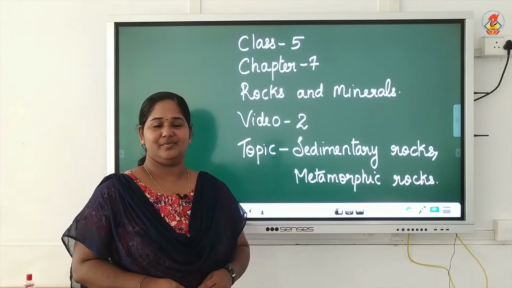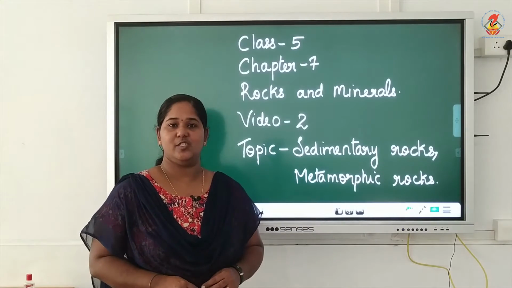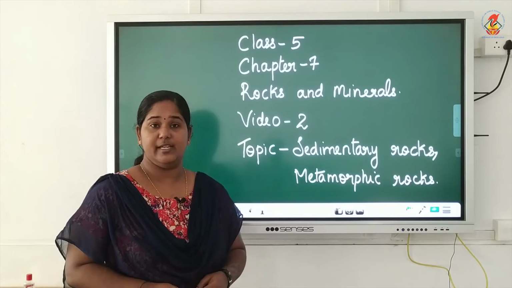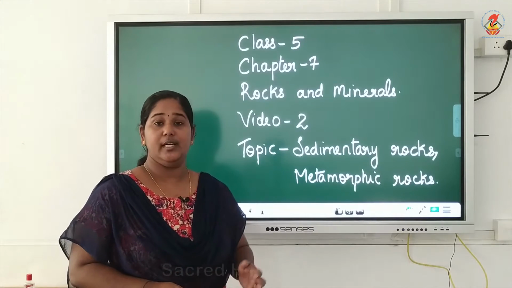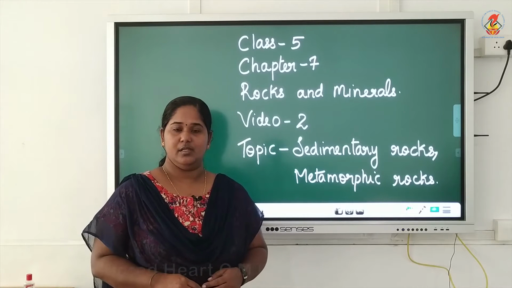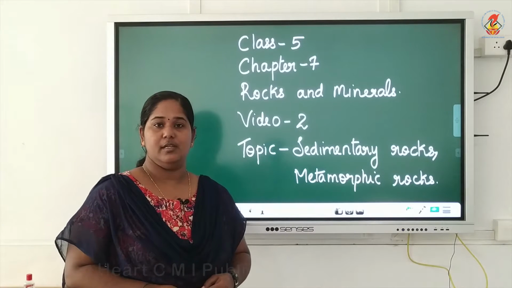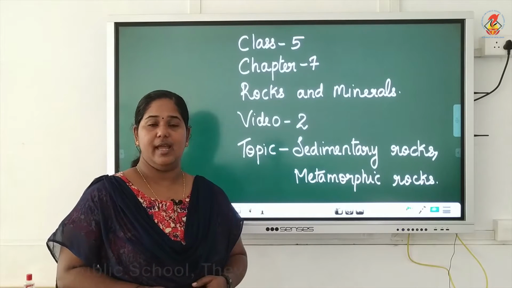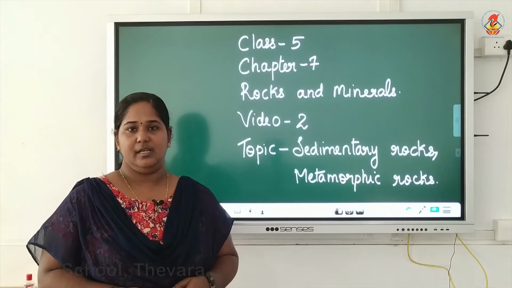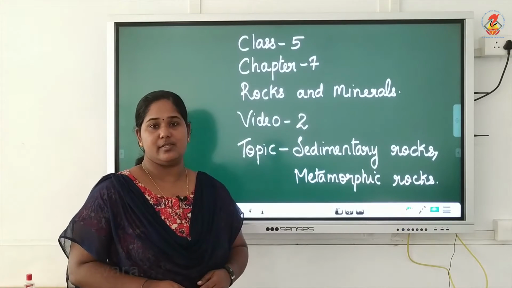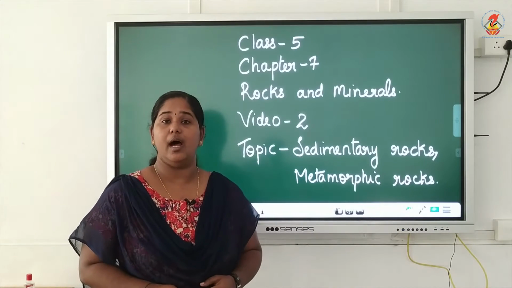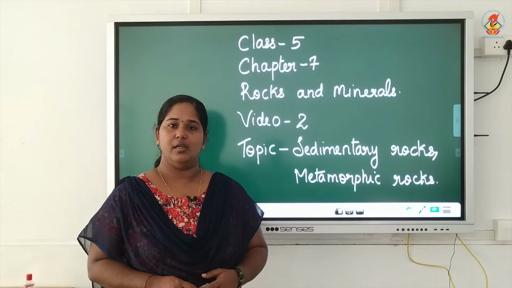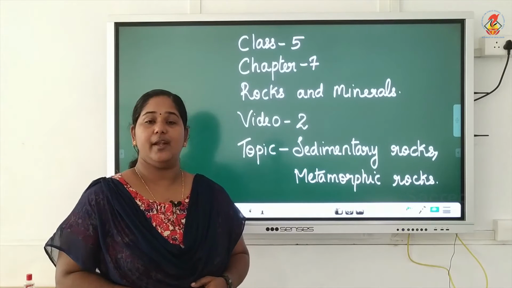Hello children, we are continuing with the 7th chapter, Rocks and Minerals. Let us recall what you have studied in the last video. We learned about rocks, how they are formed, and the different types of rocks: igneous, metamorphic and sedimentary rocks. Then we studied in detail about igneous rock, formed from the cooling and hardening of lava, and its three types: granite, pumice and obsidian.